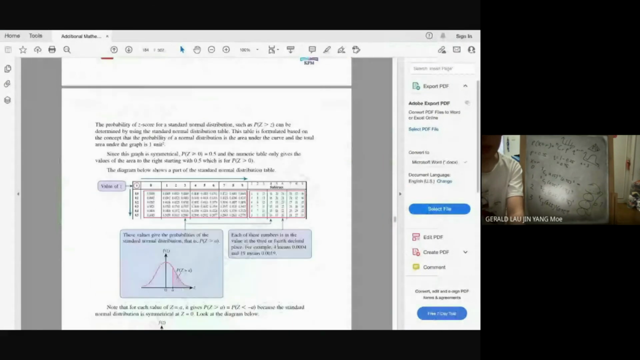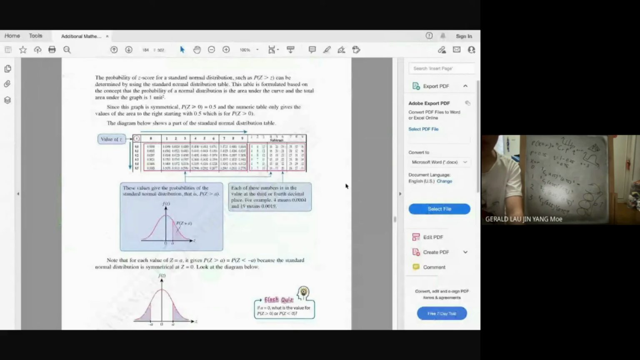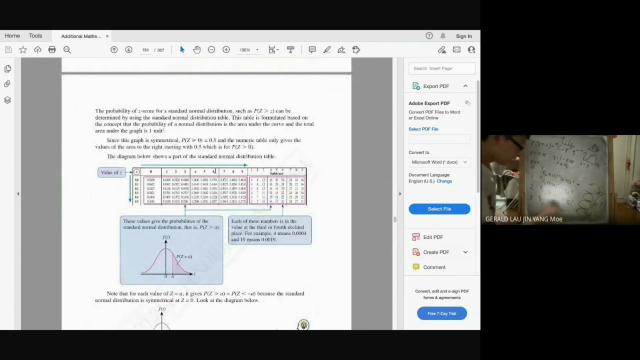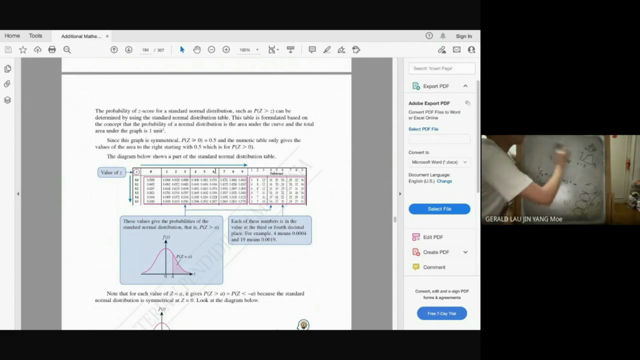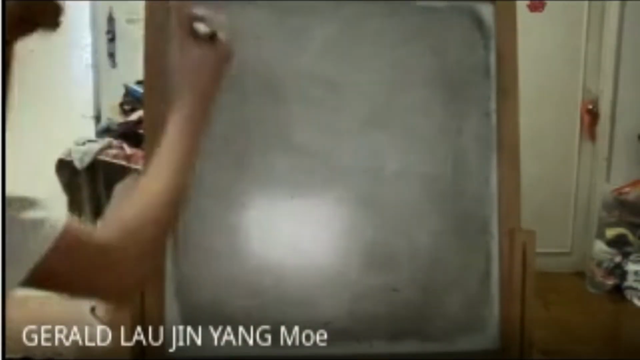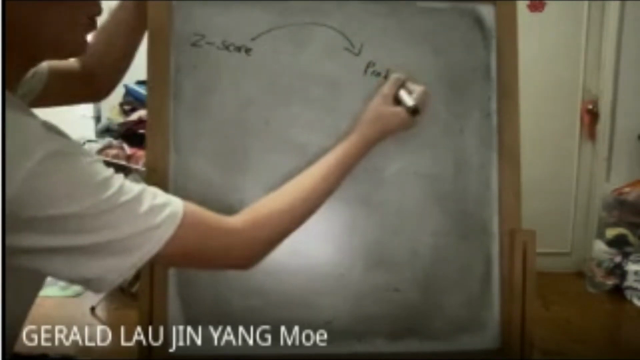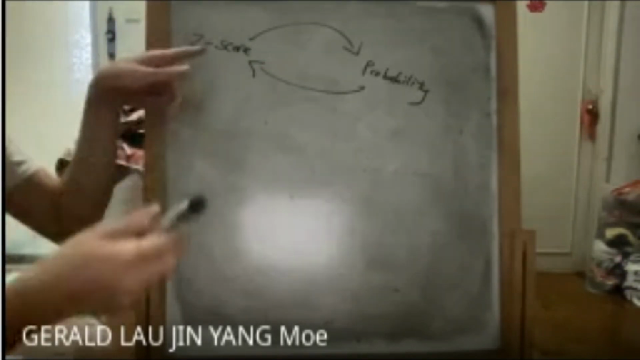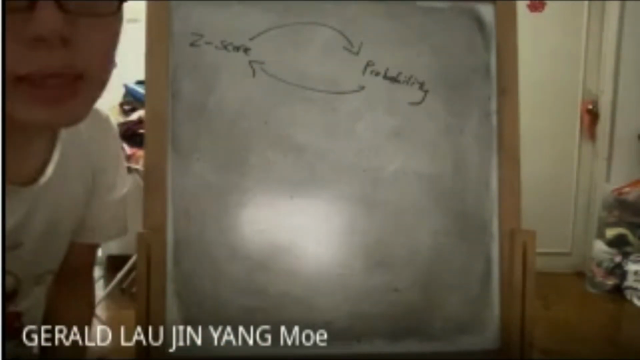Now this is where the hard part comes. I hope all of you have your z-score table with you. So now you already learned the z-score. You also need to learn how to calculate the probability. It will go in two ways. From the z-score, you calculate the probability, and also the other way back. So now we look at, from the z-score, how do you calculate probability?